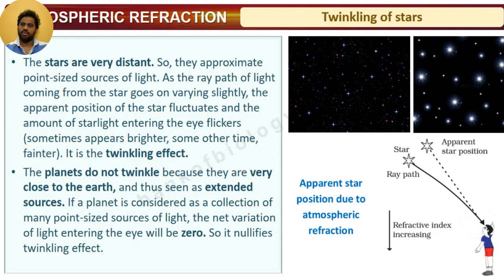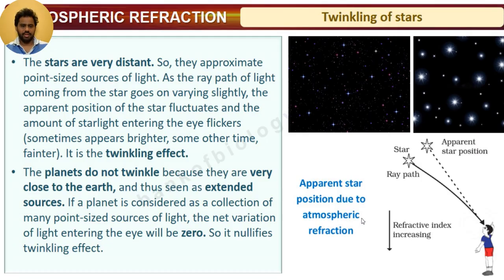Planets. Why do the planets not twinkle? This question is asked in the exam. Why do the stars twinkle but the planets do not twinkle? The planets do not twinkle because they are very close to the Earth and thus seen as extended sources. If a planet is considered as a collection of many point-sized sources of light, the net variation of light entering the eye will be zero. So it nullifies the twinkling effect.